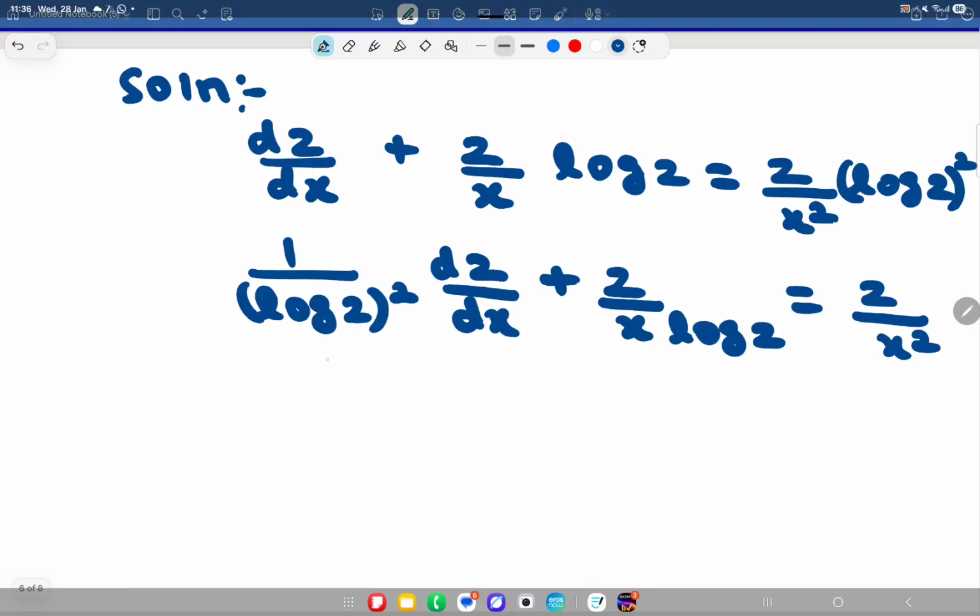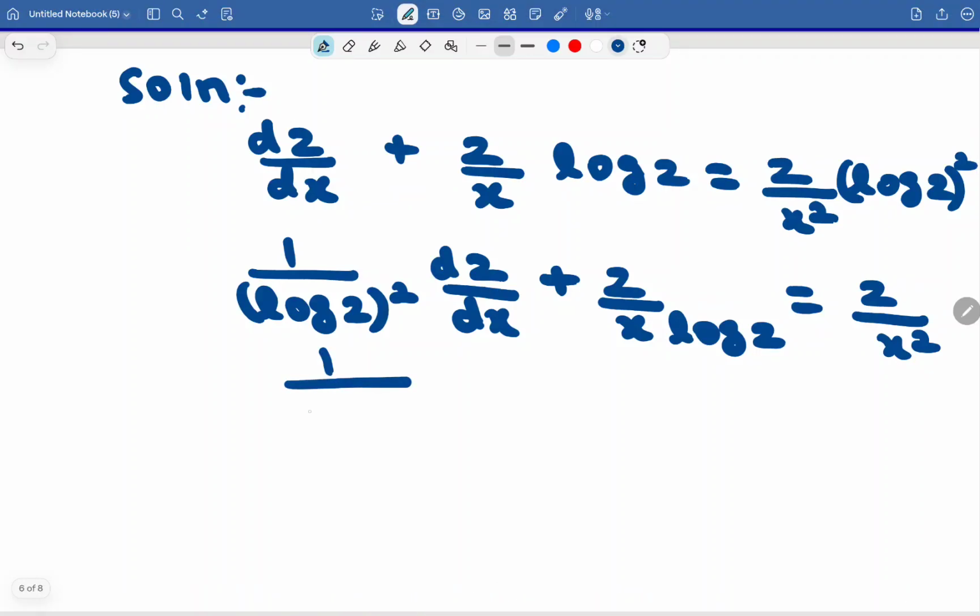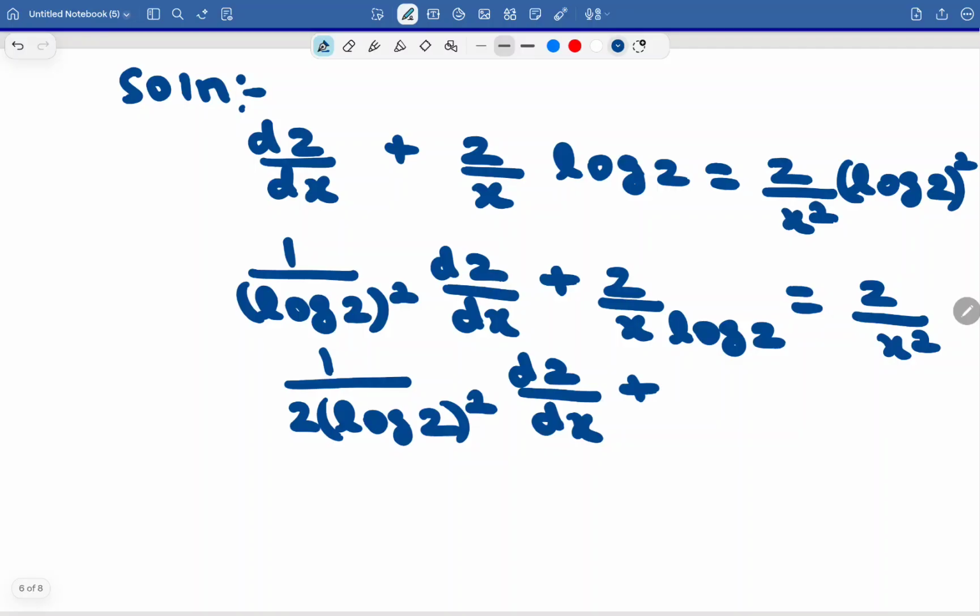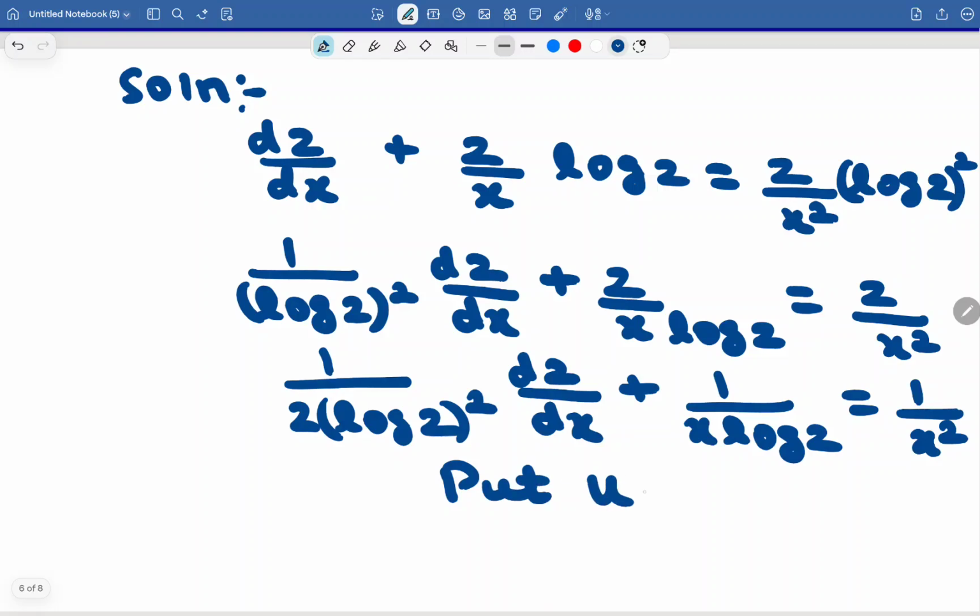Now divide by z. 1 by z log z whole square dz by dx plus 1 by x into log z, which is equal to 1 by x square. Put u equal to 1 by log z.